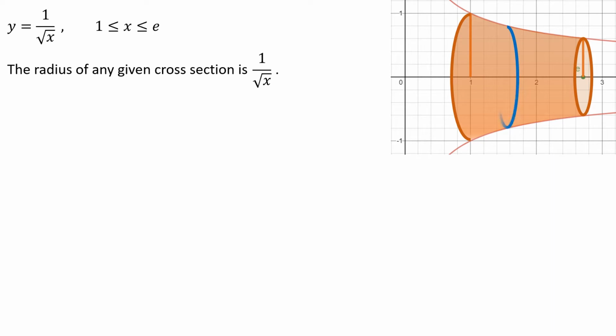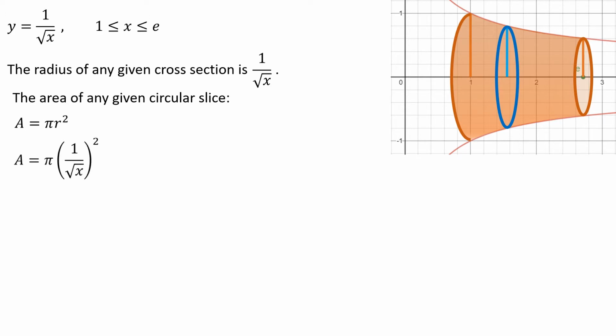Of course, the radius for any cross-section would be 1 over square root of x. And so the area of a circle, of course, is pi r squared. In our case, it becomes pi times radius squared. Hey, 1 times 1 is 1. And then square root of x times square root of x is just plain old x. So that's kind of nice.